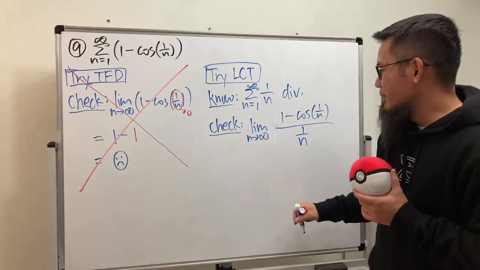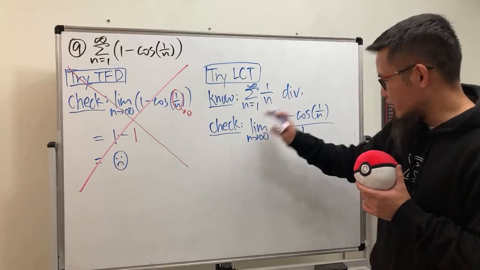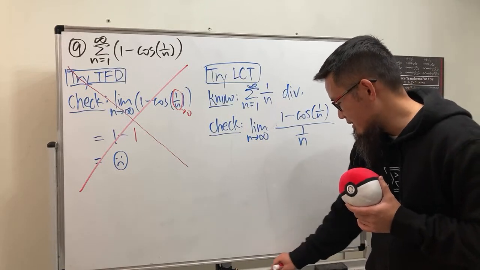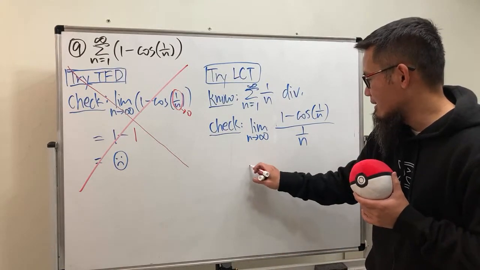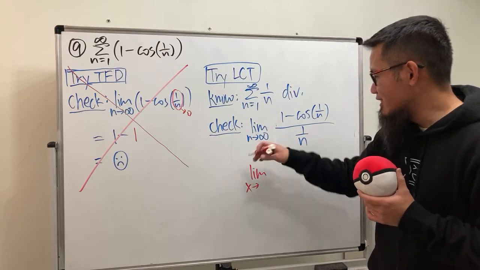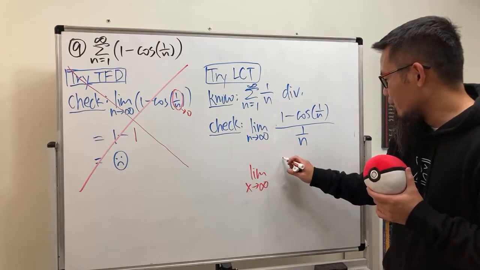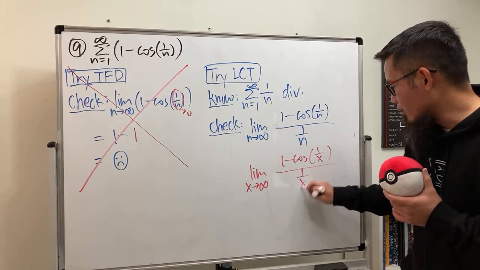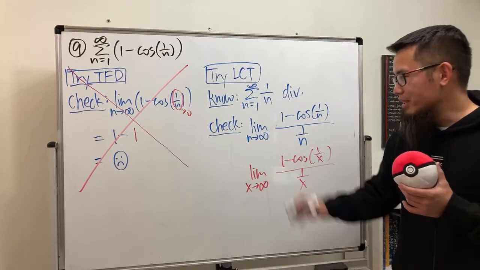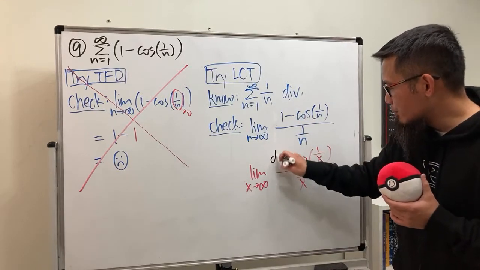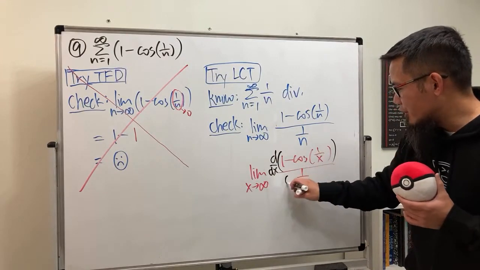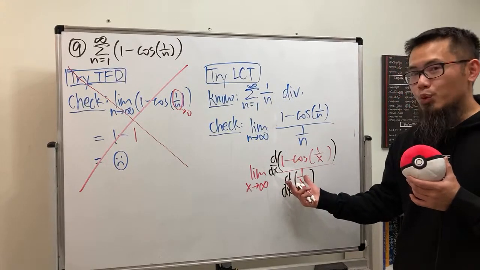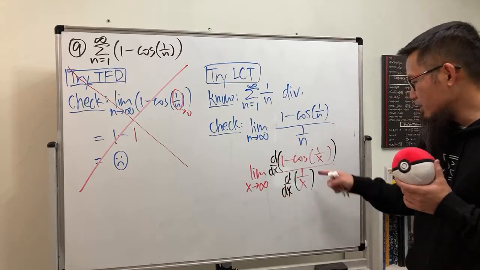But what you can do is check the check. Let me write it down in red and black. You check the limit as x, you change the n to x, right? 1 minus cosine of 1 over x, and then over 1 over x, like that. Please don't write d/dn. Write it down as x, and then put down d/dx. This is the check of the check. Why? Whatever this gets, we will have the same answer for that. That's the idea. But anyway, let's get to work.